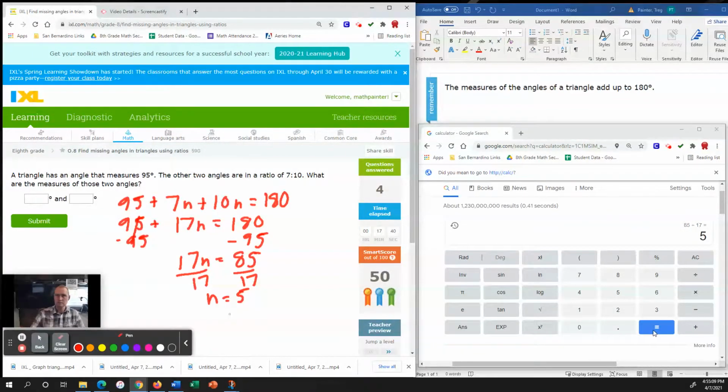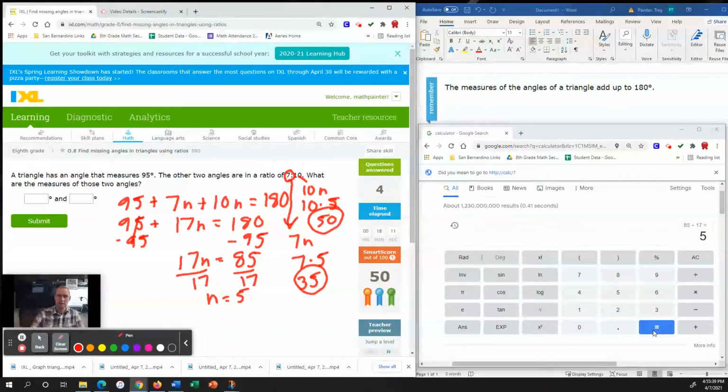Okay. We're good there. Now let's work out the ratio. We can do it over here. So we have 7n, which means 7 times 5, because n is equal to 5. 7 times 5 is 35. And we can do the 10 right here. So we got 10n. And 10 times 5 is 50. So our two missing angles are 35 and 50.